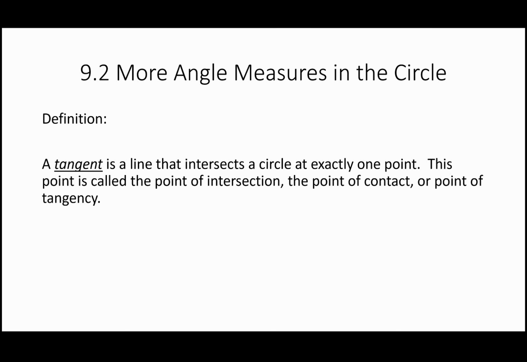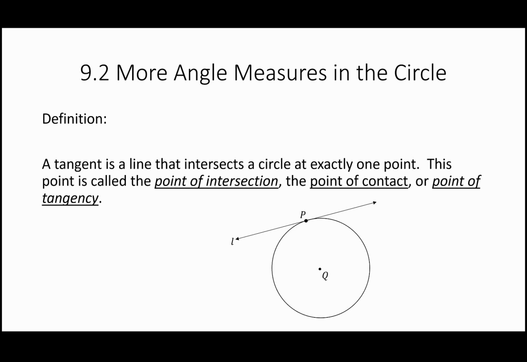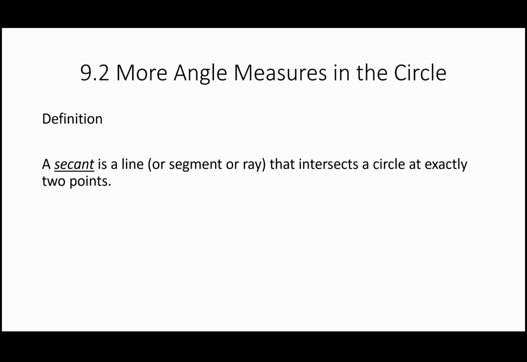So here is a particular line L, and let's just go ahead and nudge it right up against circle Q in such a way that it only makes one point of intersection, point of contact, or point of tangency, and that's going to be the point P that you see here. So notice that I underlined all of those describers in the definition of the word tangent. Okay, great. Now, similarly but distinct from that is a secant line.